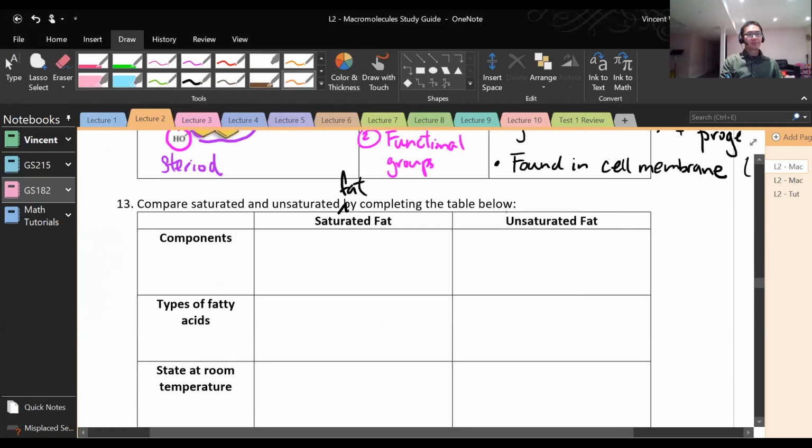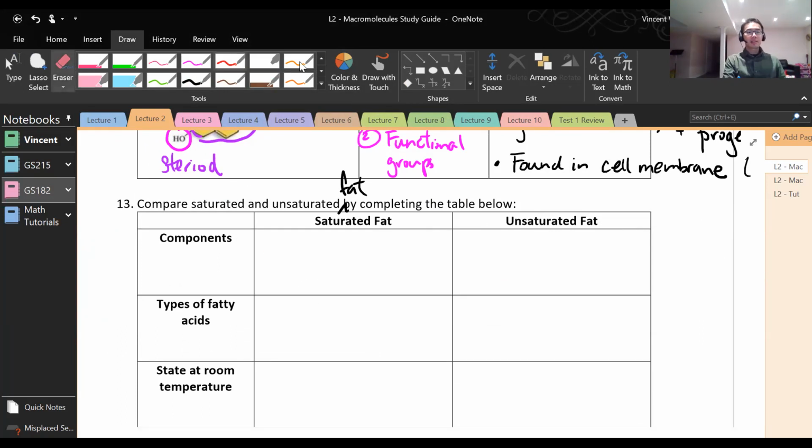Unsaturated fat you'd want. I think you said in your PowerPoint that they banned saturated fat in 2018. They banned trans fat. Yeah, trans fat. So unsaturated fat is the healthier choice. Okay, so what's the difference, anyways? Well, let's write them down.